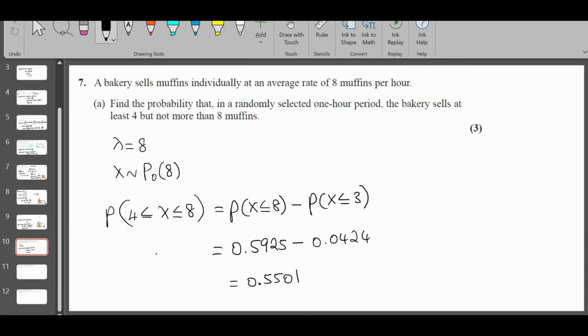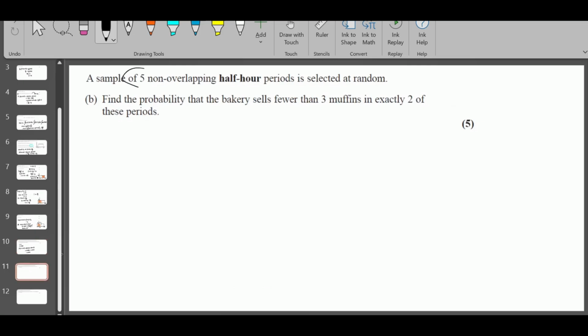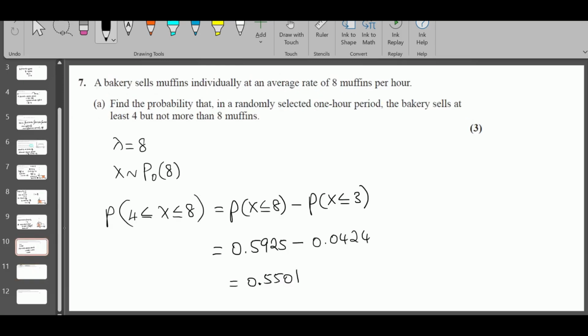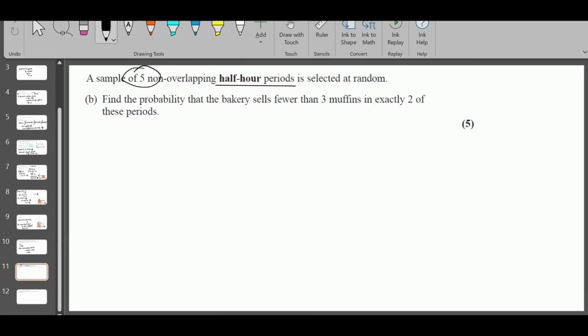0.5501. Just leave it as it is. Let's move on to part B now. A sample of 5 non-overlapping half-hour periods is selected. So here in this question it says 8 muffins per hour. So for half an hour it's going to be 4 muffins, right? So lambda might be 4 here.